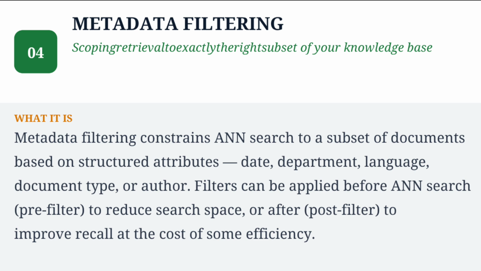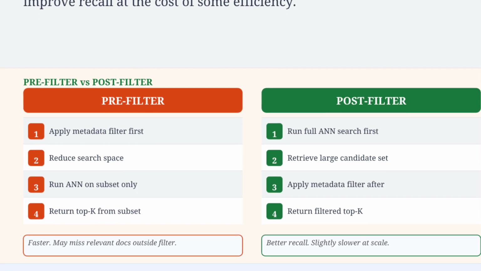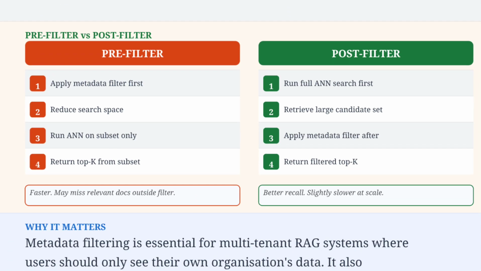There are two approaches in metadata filtering: pre-filter and post-filter. Pre-filter means you apply the metadata filter first, then run the approximate nearest neighbors search on only the matching subset.